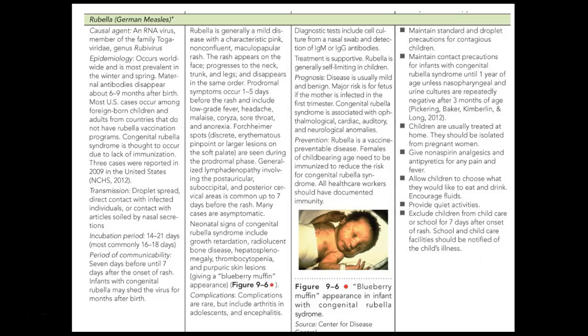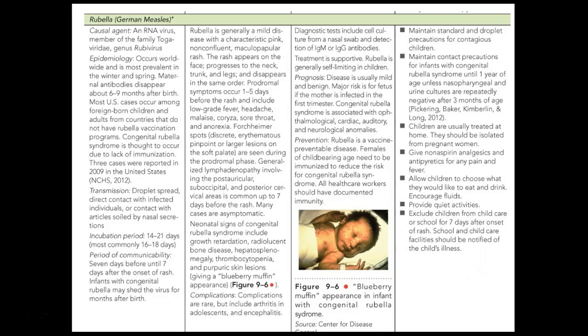will be a low-grade fever, headache, malaise, and a sore throat. And then you get these Forchheimer spots, which is that erythematous pinpoint rash that happens on the soft palate. And then after that, we may see this rash on the body.